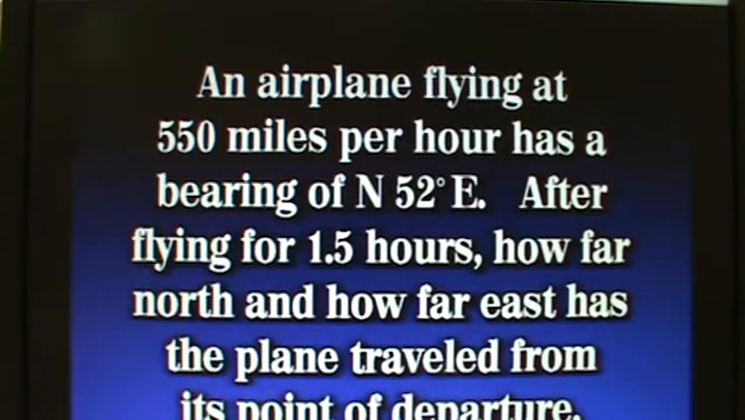An airplane flying at 550 miles per hour has a bearing of north 52 degrees east. After flying for 1.5 hours, how far north and how far east has the plane traveled from its point of departure?